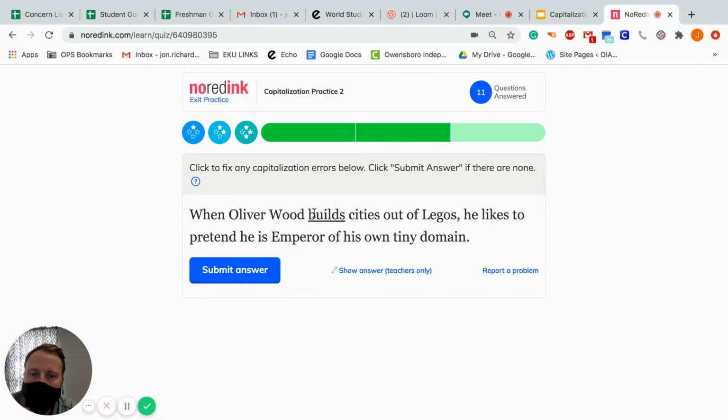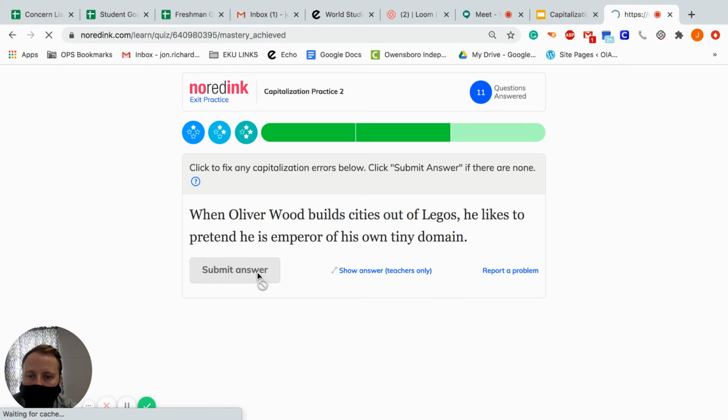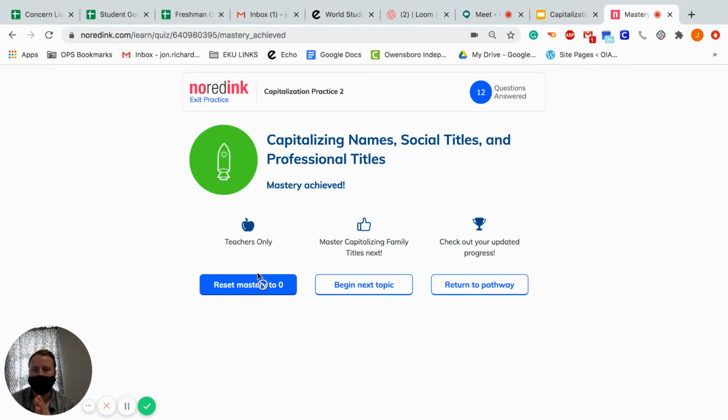When Oliver Wood builds cities out of Legos, he likes to pretend he is emperor of his own tiny domain. So we do not capitalize emperor where there's no name. Someone asked earlier, do you capitalize Legos? Yes, because that's the name of the brand, the toy. So that stays capitalized. All right, another one done. And it should be about halfway done now.